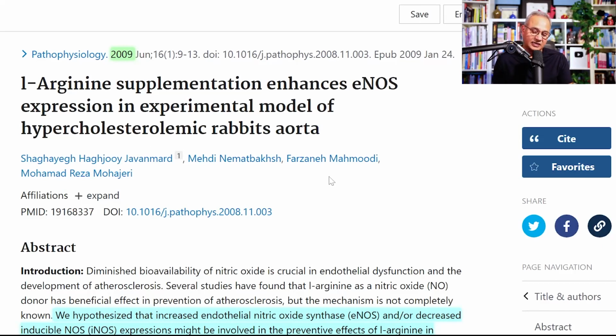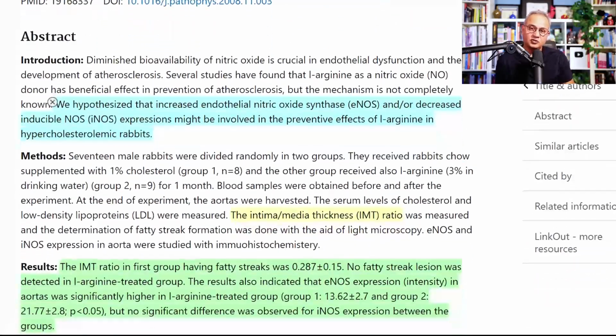This is a 2009 study, a very interesting study. These scientists were trying to figure out how to increase nitric oxide without causing the damaging aspect, without increasing nitric oxide in inflammatory cells, the immune cells, versus increasing it in the endothelial cell, where it may be good to increase nitric oxide.